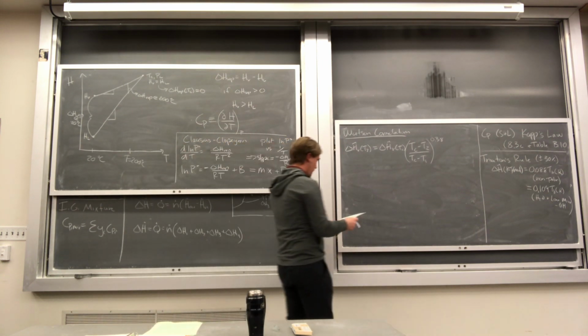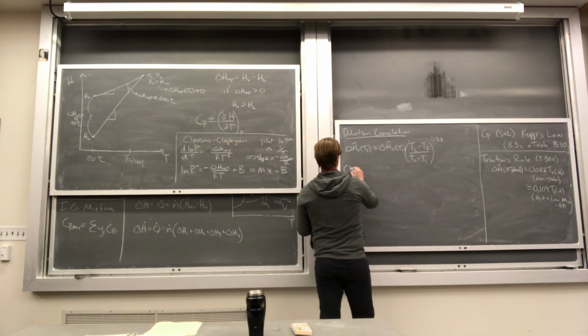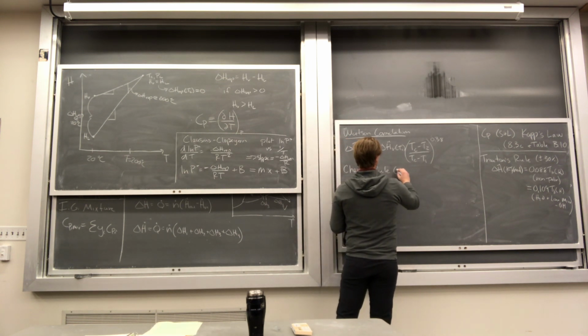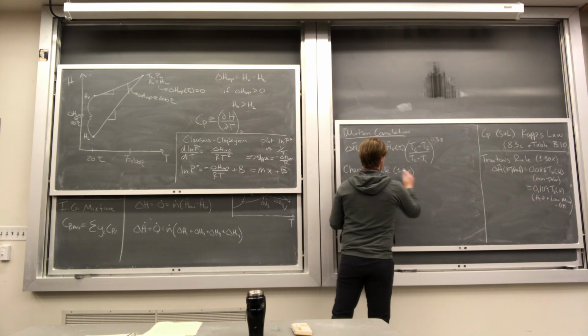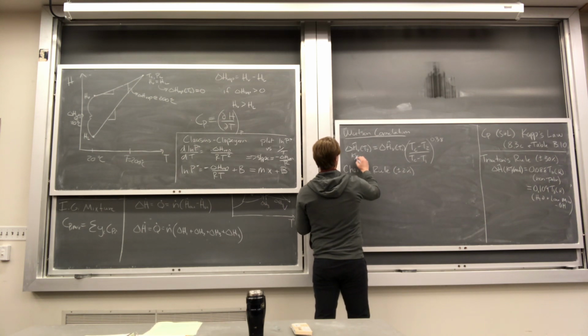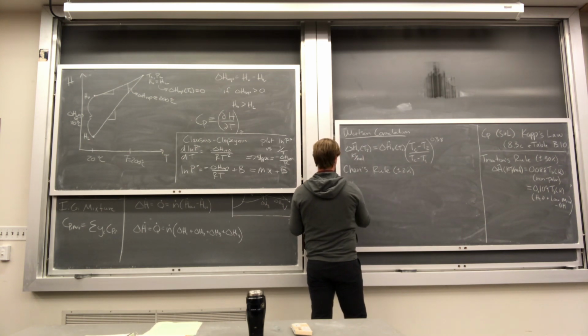There's one more that is fairly accurate. Chen's rule is generally plus or minus 2%, so pretty good, but the formula is much less pleasant. So these are all in kilojoules per mole units.